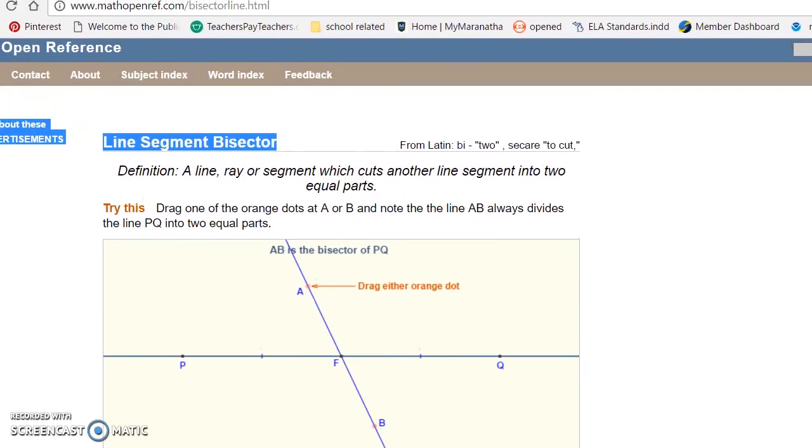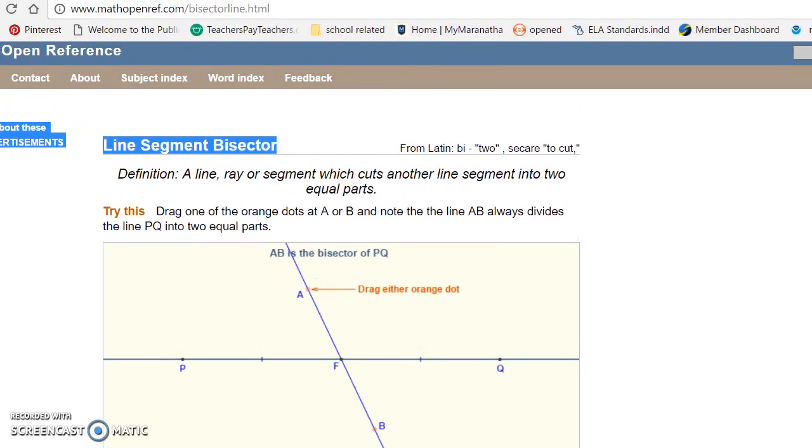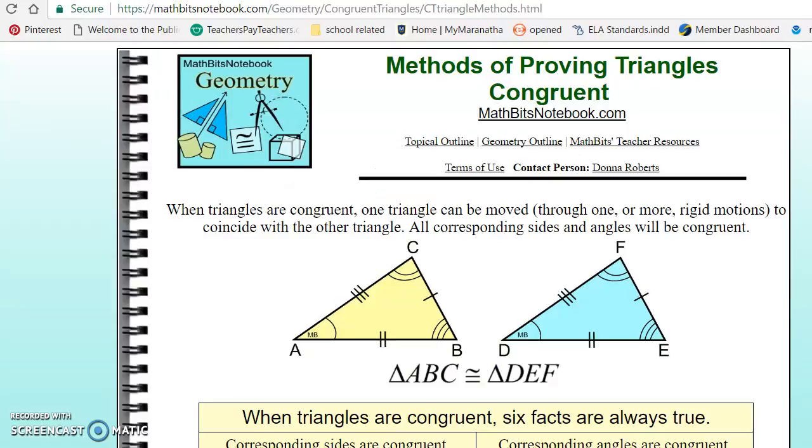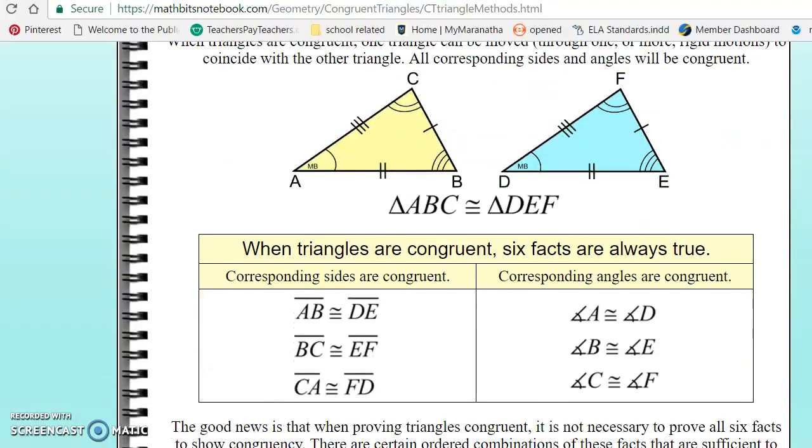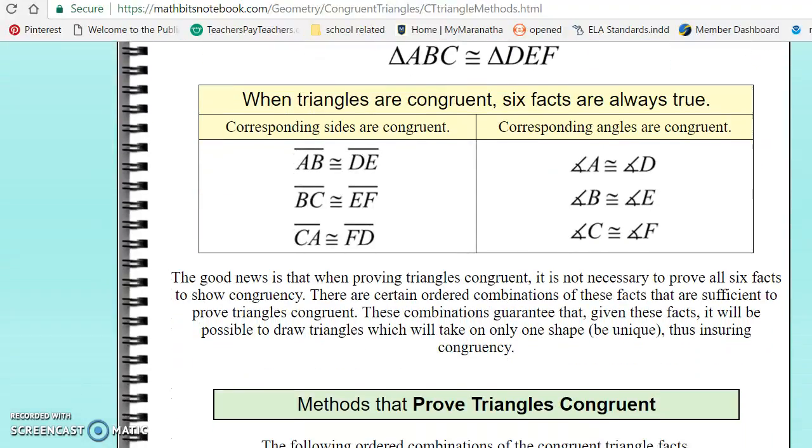And pull this up. There's the website at the top now of the screen, so you can see that. This webpage is MathBit's notebook, and it's a reminder about the corresponding parts of congruent triangles are equal. And it would be a website that would be worth you taking time to go to, just simply as it goes through and gives you great proofs.